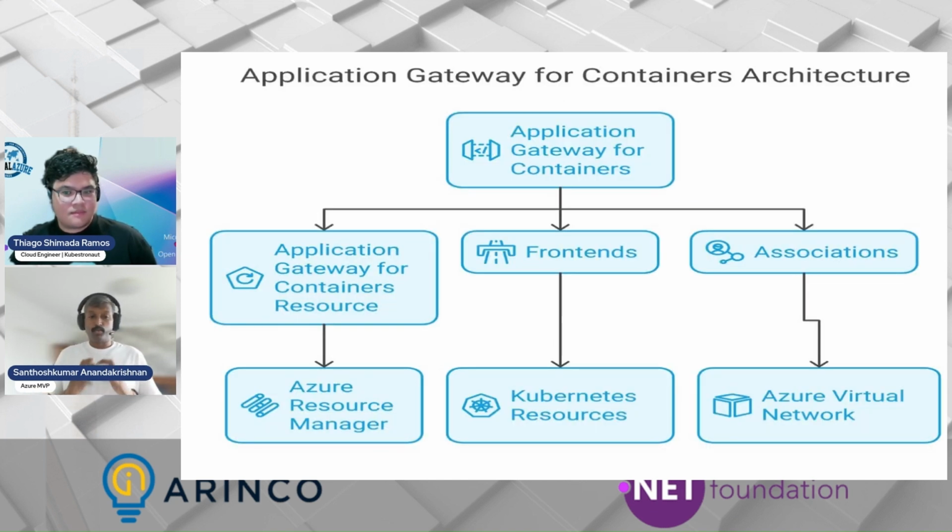All good. How does it work? Application Gateway for Containers is made up of three components, as listed in this diagram: the Application Gateway for Containers resource, the frontend, and the association. The association makes sure the AKS node or the application where it is hosted has a direct relationship between the AGC and the virtual network. The frontend provides you an FQDN, which is used for accessing the application.